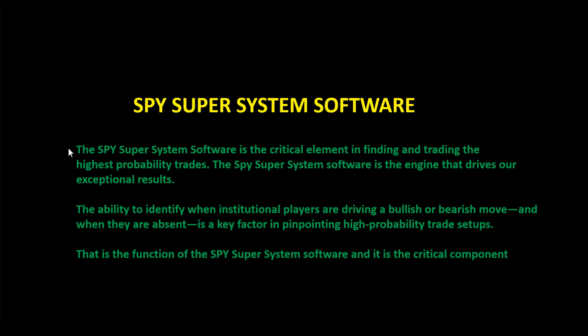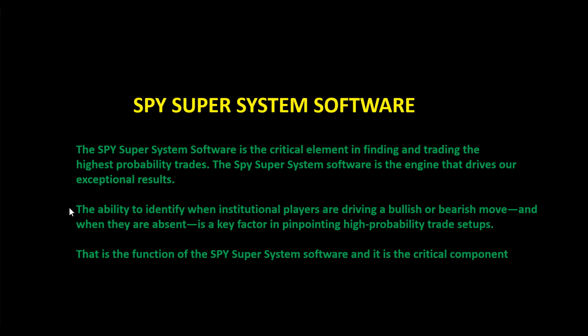When we go over the results that we've had over the last couple of years, I think they stand out. I mean, they're extremely good results. But you have to understand it's the SPY super system software that is the main reason for this, because it's the engine that drives our exceptional results. Again, the ability to identify when institutional players are driving a bullish or bearish move and when they are absent is the key factor in pinpointing high probability trade setups. So it's very important to understand that. And again, that's the function of the SPY super system software, and it's a critical component. So everything we go through here, you have to understand that the software is what's driving these results.